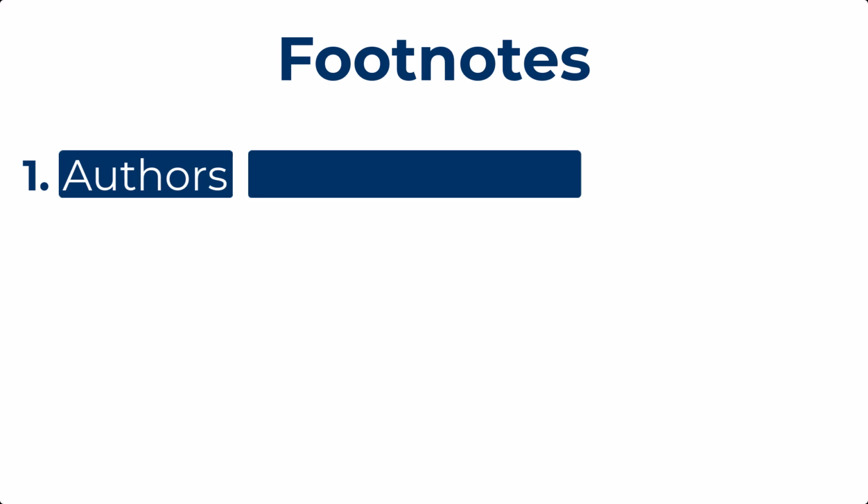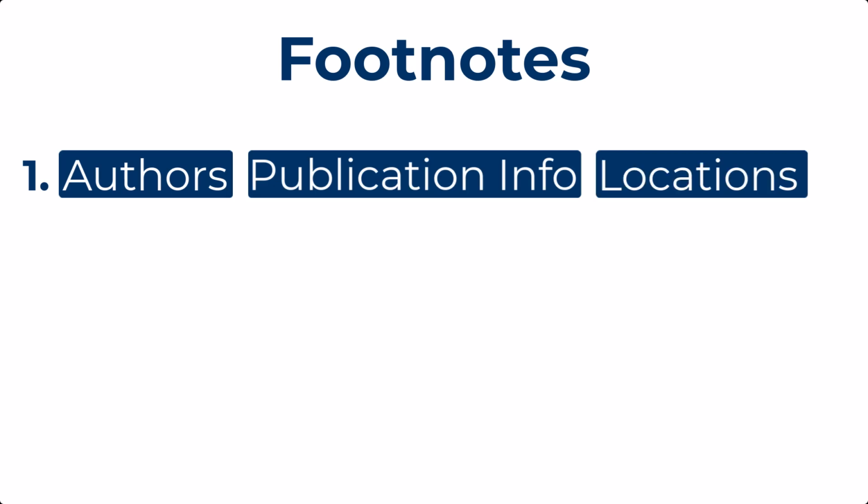Let's get started. Notes are always preceded by a number, and they're divided into three major sections. The first section is for authors. The second section is for publication information, and the last section is for locations. These three sections are all separated from one another by commas, and the note ends with a period. So let's create a footnote.